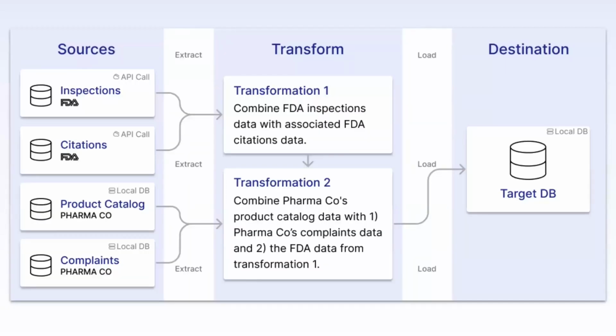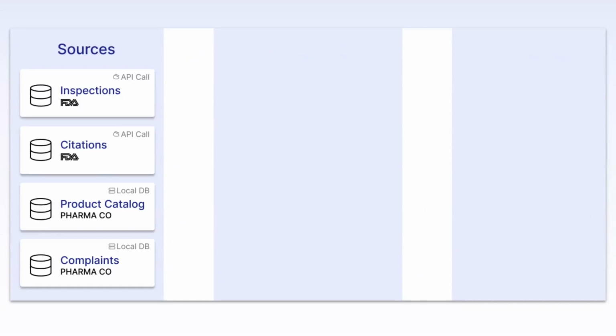Now that we've talked about that, let's see a more concrete example of what a light ETL workflow looks like. A pharmaceutical company named Pharmaco might have an ETL workflow that looks something like what you see before you. In this case, Pharmaco is attempting to decide which drug manufacturers to work with. To do this, Pharmaco is pulling FDA inspections and citations data on the various companies and matching them up with Pharmaco's existing information. The workflow starts with the extraction of data from 4 distinct sources.